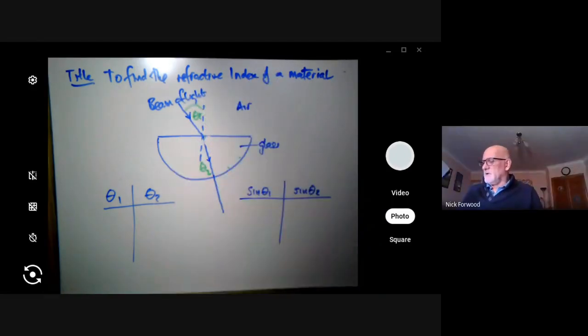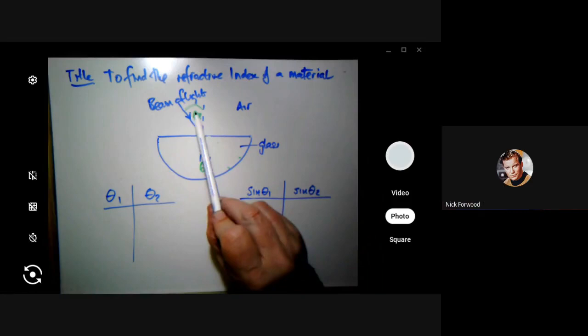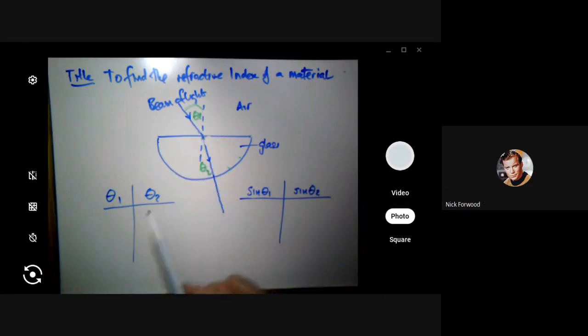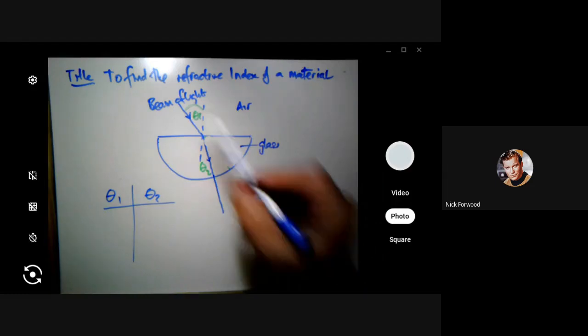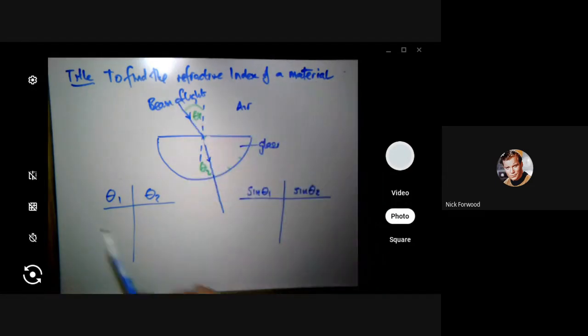So you set up your semicircular block on a board, just like this. You've all used these boards before. You shine the beam of light into the material. You measure the two angles, theta 1 and theta 2. So your method would just say exactly that. Set up a block of glass, shine a beam of light into a material, measure the angles theta 1 and theta 2, plot, draw up a table of theta 1 against theta 2, draw a graph.